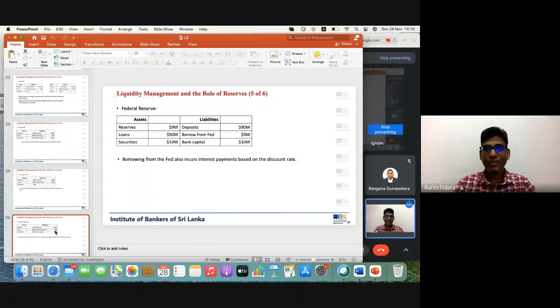So the rate, we always call it the discount rate. You can borrow from the central bank and hold it as a reserve. So 9 million you are borrowing, so your liabilities increase by 9 million, and your reserves increase by 9 million. The rate we call the discount rate, which the central bank fixes for this kind of borrowing.